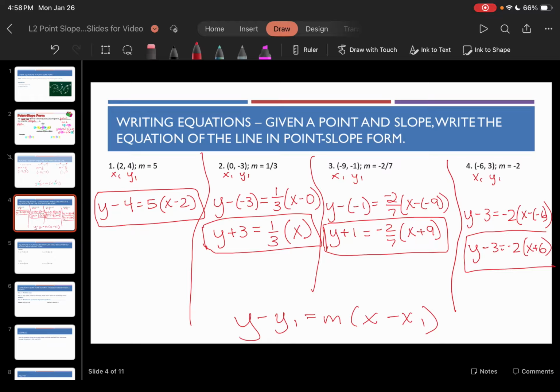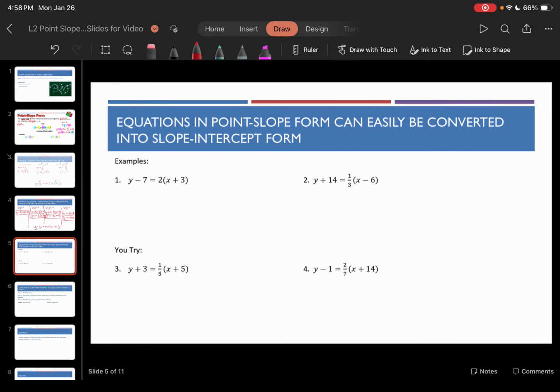Okay. So now that we're good with writing these equations in point slope form, we need to be able to convert them into slope intercept form. So keep in mind, slope intercept form is y equals mx plus b, right? So slope intercept form, first of all, doesn't have any parentheses like point slope does. So how am I going to get rid of these parentheses? And also the y is all by itself on the left.